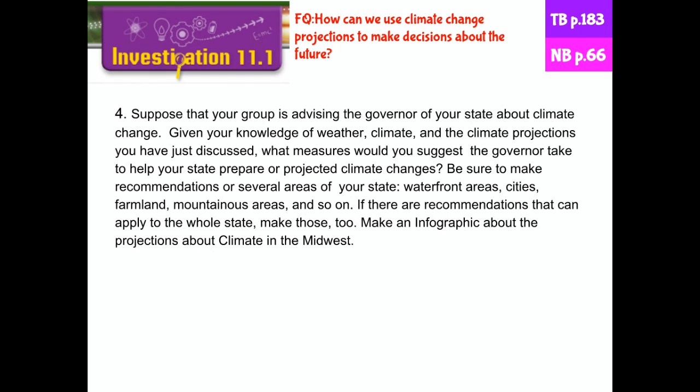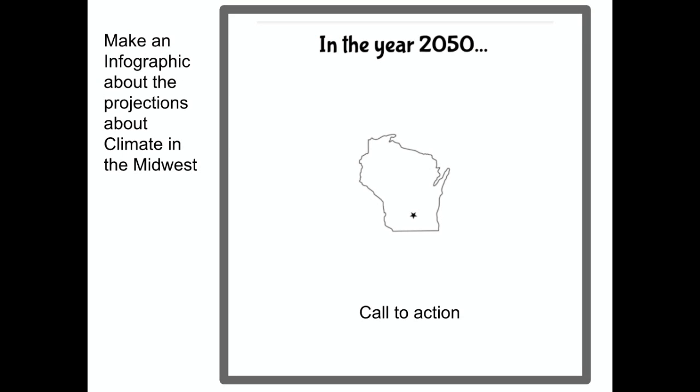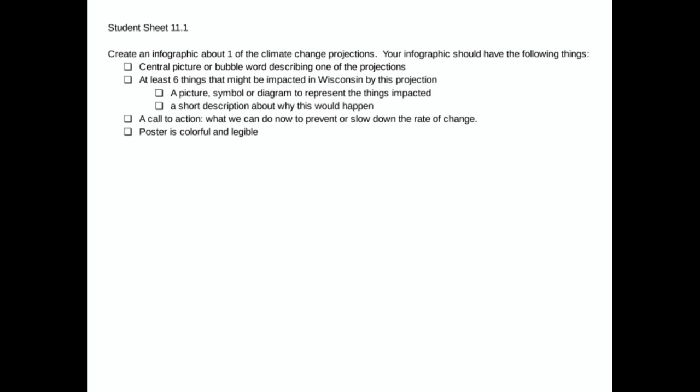You're going to be making an infographic about the projections about climate in the Midwest. You're going to get a sheet that looks like this. You'll include a central picture or word that describes one of the projections, and then 6 things that might be impacted in Wisconsin by this projection. So a symbol, a picture, a diagram, and then a short description about why this would happen. And then what we can do now to prevent or slow down this rate of change. Your poster should be colorful and legible.